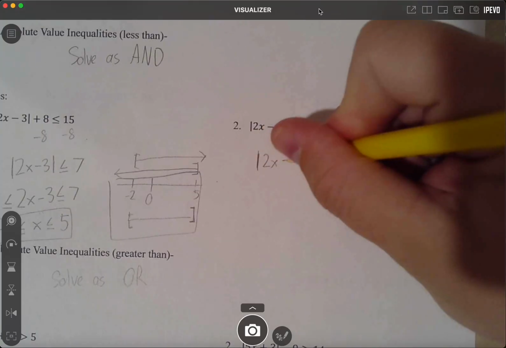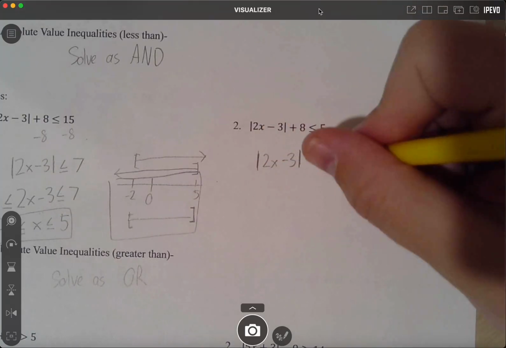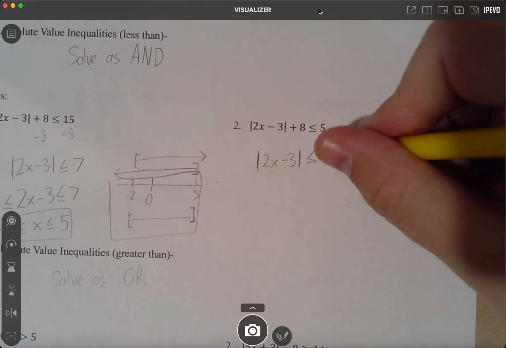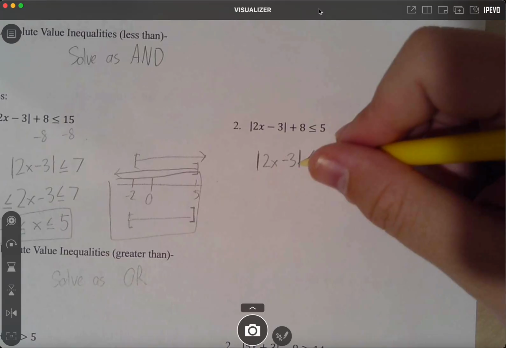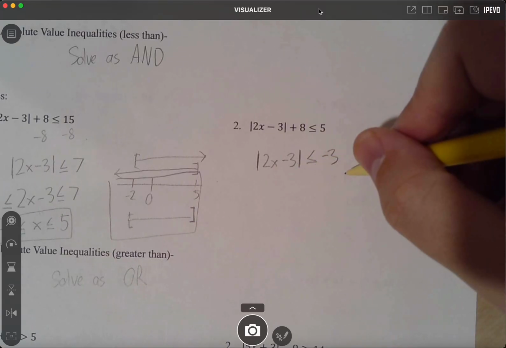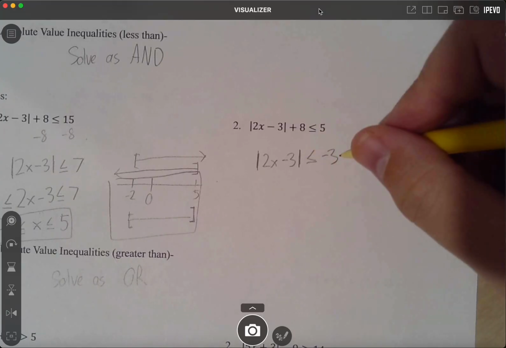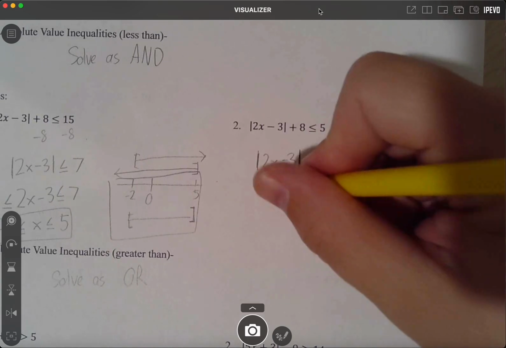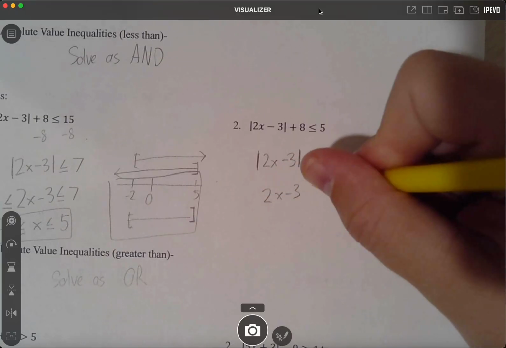All right, from there, let's work on the next one. We have 2x minus 3, and we're going to subtract 8 to the other side. And this says, where can my absolute value end up being less than or equal to negative 3? Now, hopefully, again, this is your red flag right now that this has no solution because there's already a negative on the other side. But let's solve this out and see what happens anyways, even though we should know there's no solution here.